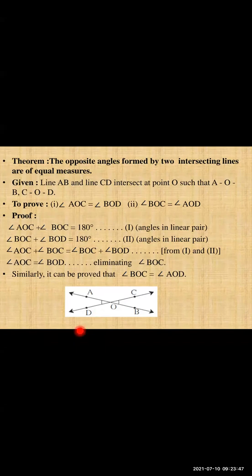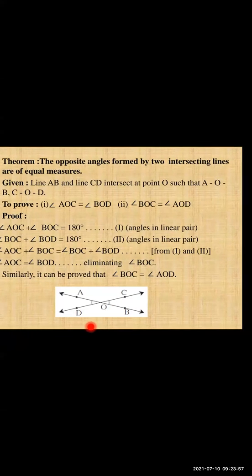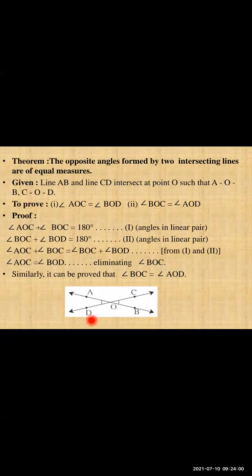Similarly, on the other side, that is BOC and BOD. These two angles, again, we can see that C, O, D are collinear, so COD is also a straight line. So whatever the angles formed here, BOC and BOD, the addition of these two angles is again 180 degrees. So they are again angles in linear pair. That is given as equation number 2.